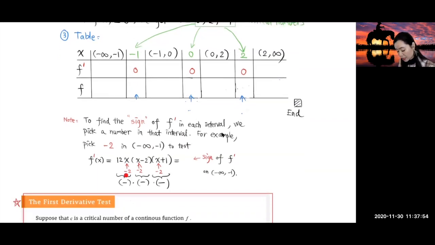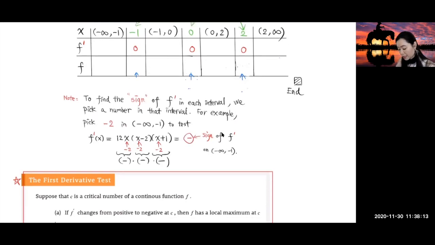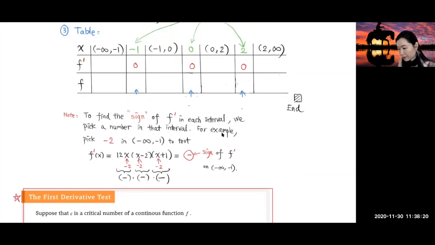And I substitute -2 into the first derivative. I see that this is negative, and this is negative, and this factor is negative. Negative times negative, it is what? Negative, right? So you get negative for the first derivative on that interval. So I enter negative over here.